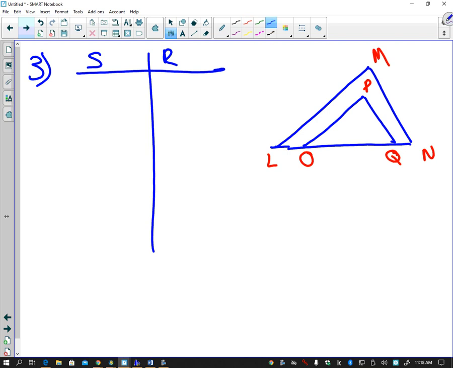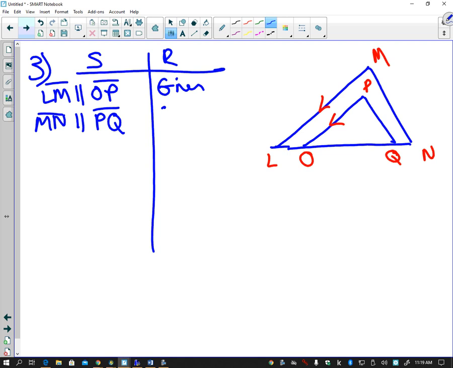Start off with what they give you. The answer is our two-column proof, but I put the picture over there so I can add to it the stuff that they give me. They tell me that LM is parallel to OP. Given. Now as they give me that information, I can fill it in. LM is parallel to OP. They also tell me that MN is parallel to PQ. Given.